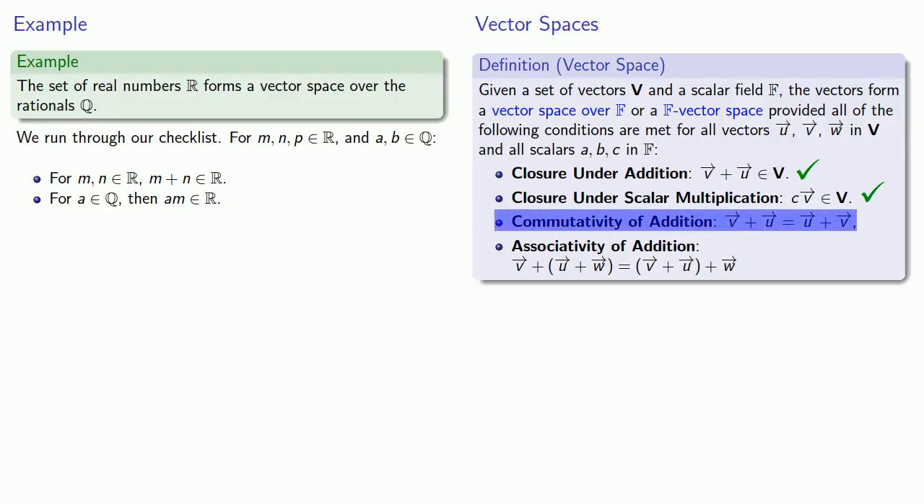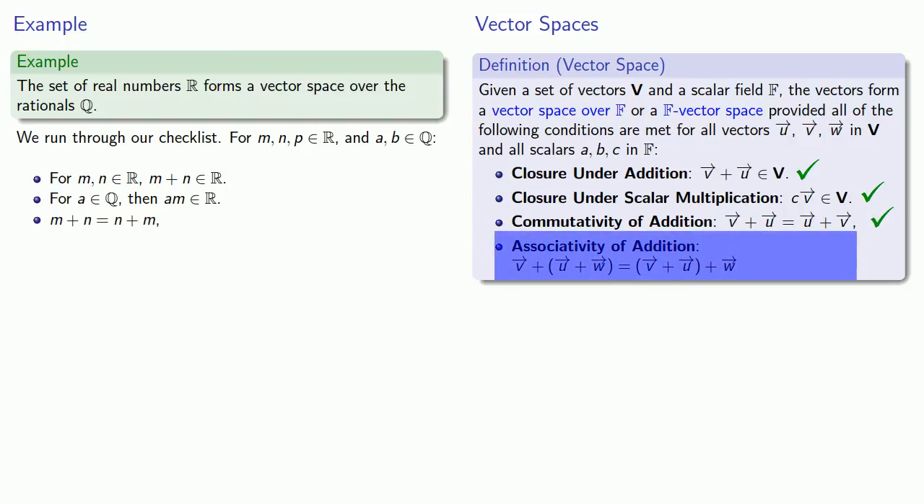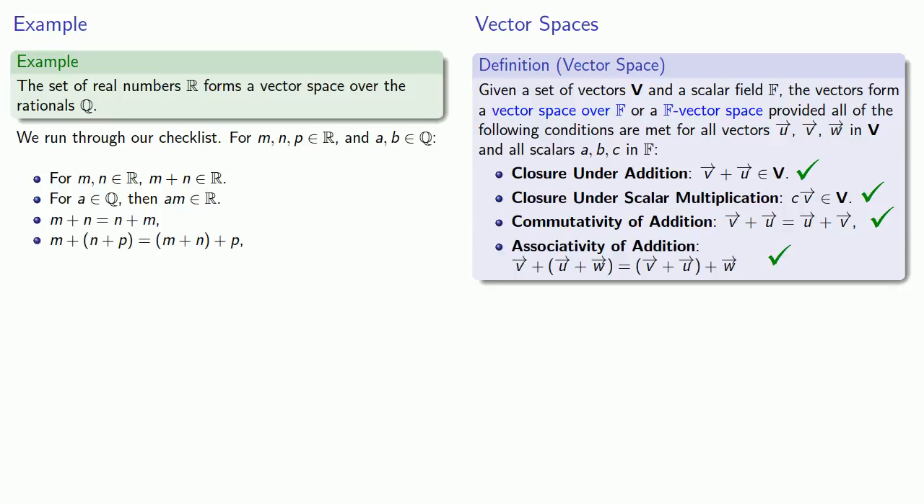Commutativity of addition. We want to check that the sum of two real numbers is the same no matter how I add them, and that's certainly true. Associativity of addition. If I add three numbers, I get the same result regardless of how I group them. So far, so good. Our set of real numbers has met four of the requirements to form a vector space over the rationals Q. And so, like baking a cake, once you've thrown in the flour, sugar, and eggs, you're done baking the cake and you can serve it.